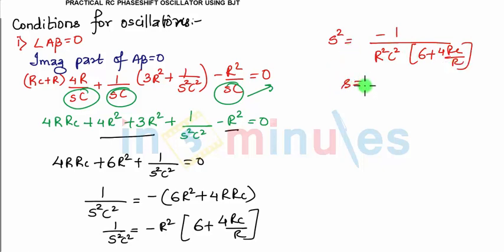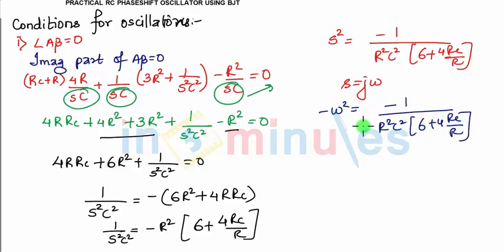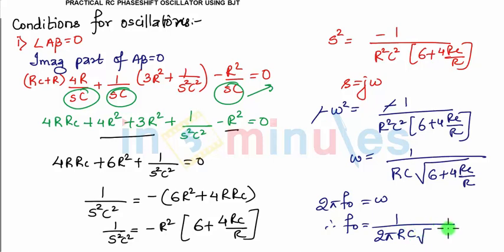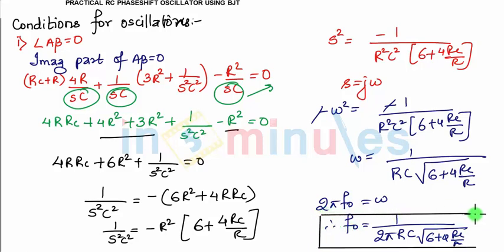Now instead of S I can substitute j omega. So when you substitute j omega, it will be minus omega square equals minus 1 upon R square C square into 6 plus 4 RC by R. The negative sign will go, so taking the square root, omega will be 1 upon R into C under root 6 plus 4 RC by R. Omega can be written as 2 pi f0, therefore we can write f0 as 1 upon 2 pi RC under root 6 plus 4 RC by R. So this is nothing but the frequency of oscillation for the oscillator using BJT. So we have got the frequency of oscillation.